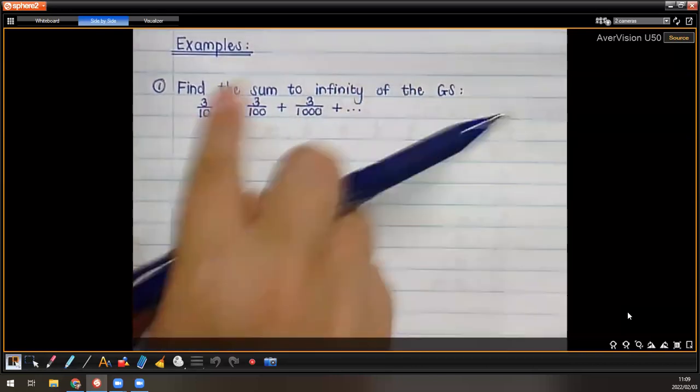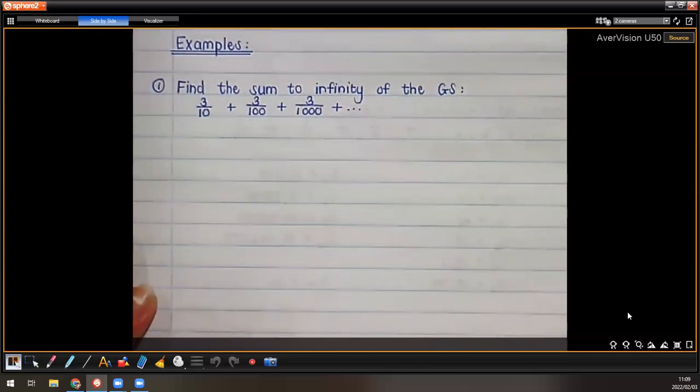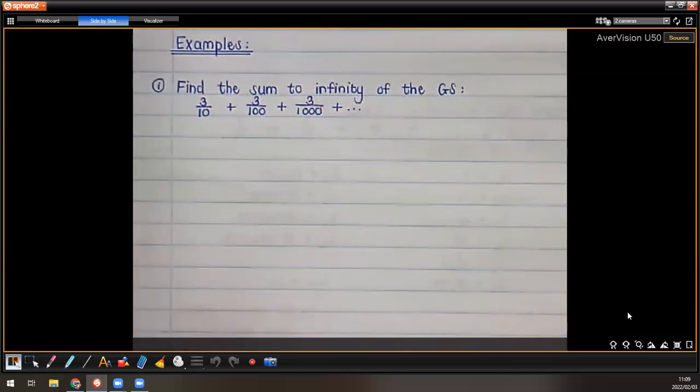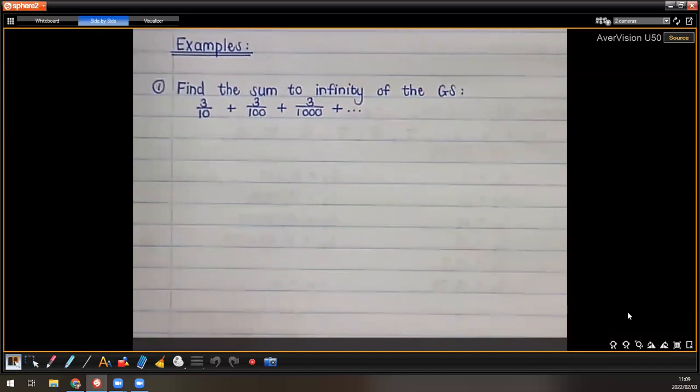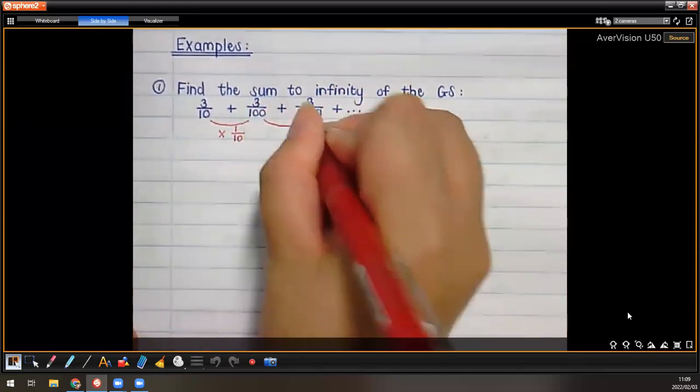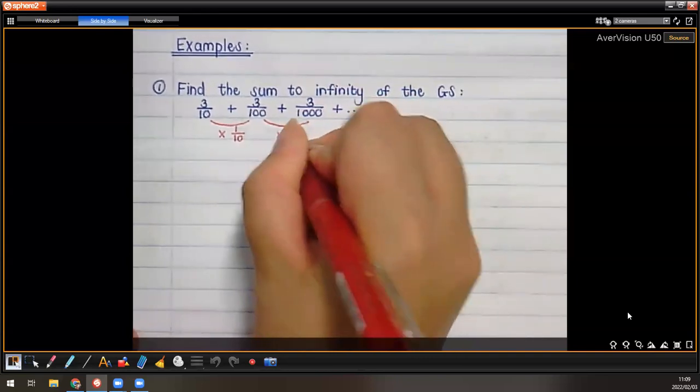Okay, so we just need to look at the series. We have 3 over 10, 3 over 100, 3 over 1,000. What am I multiplying by each time, guys? 1 over 10, hey? If you can't see that, you can take the second term divided by the first term, and that will give you the answer. So here you are multiplying by 1 over 10.